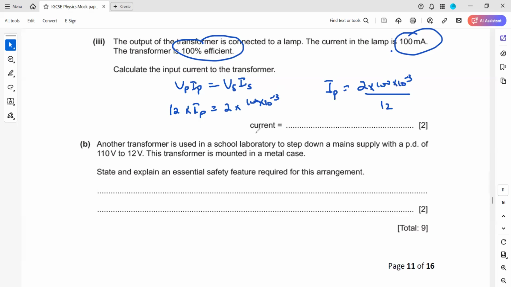Another transformer is used in a school lab to step down a main supply of 110 to 12. The transformer is mounted on a metal case. State and explain an essential safety feature. Because the transformer is on a metal case, the metal case must be earthed, so that it will protect a person from getting an electric shock. In case a wire touches the metal case, a person will not get an electric shock as it is earthed.